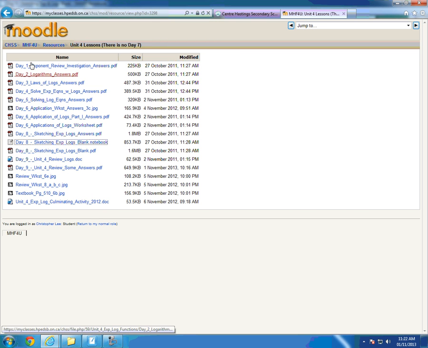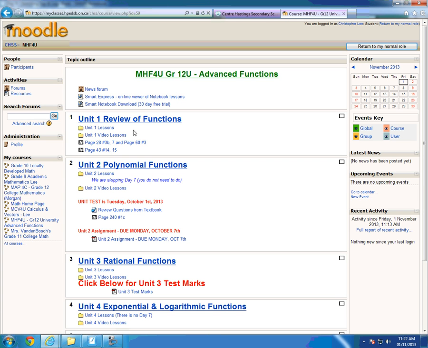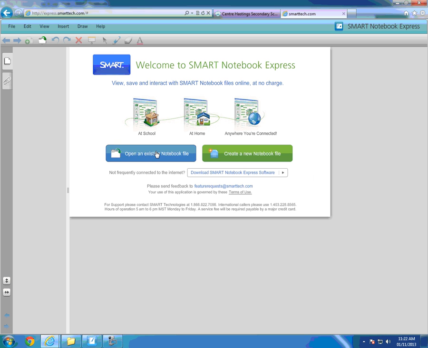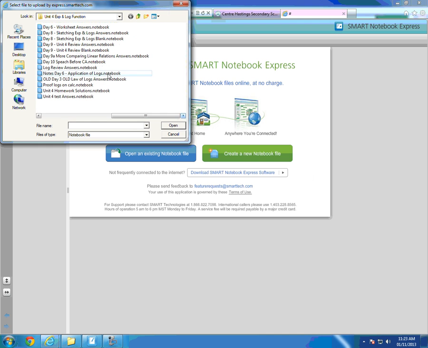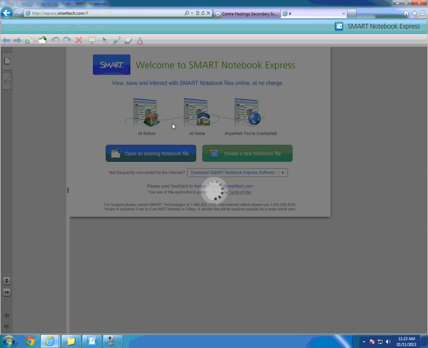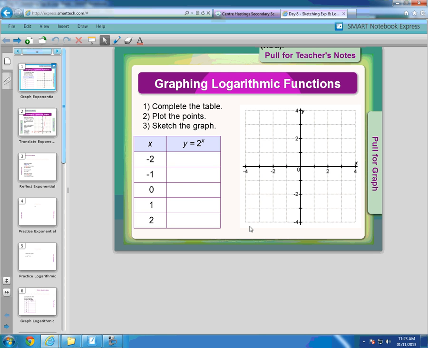Then what you would need to do is go back to your home screen here, and at the very top you'll see there's a Smart Express. This is an online viewer of notebook lessons. You can click on that and it'll go right to this website, and this is a spot for you to open up notebook files. If I go and open this up, and you go to where you saved it, I saved it right here, and go open, it allows you to actually go and do the interactive part of this site.